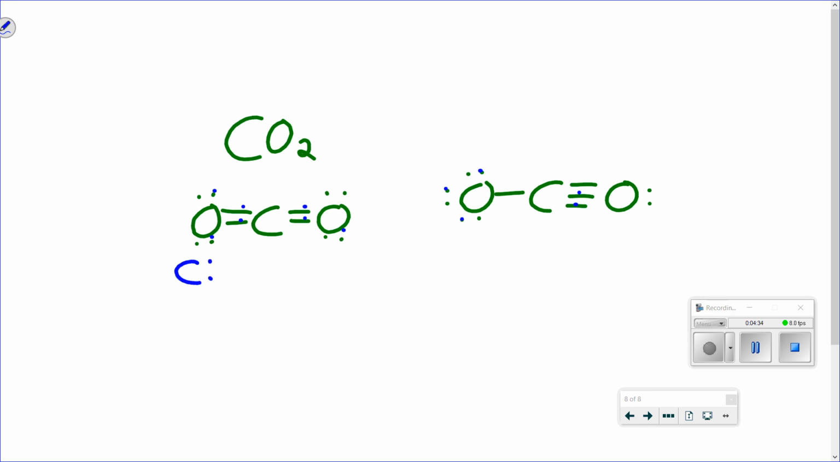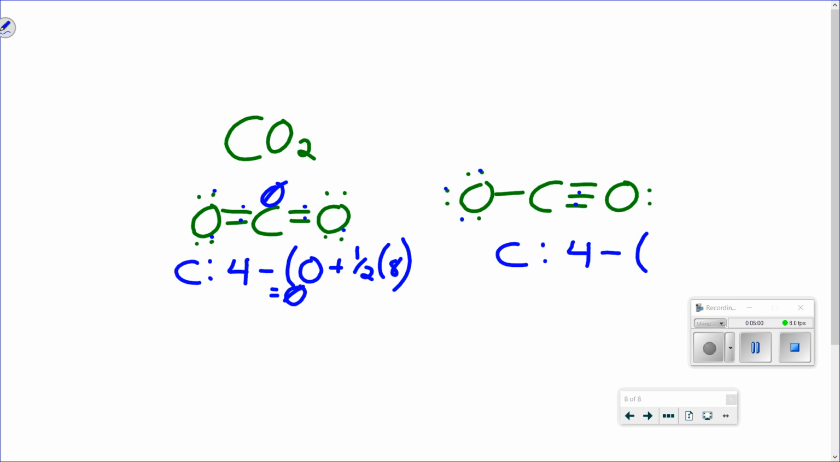So on this one, carbon is coming in with 4 valence electrons, minus 0 unbonded, plus half of 8. So 4 minus 4 is going to be 0. So that carbon has a 0 charge. Let's go over to this side. Carbon here is going to come in with 4 minus, it has no unbonded electrons, and it has 1/2 of 8 again, which will give us a charge of 0. So right now they're tied. Both the carbons are equal to each other.